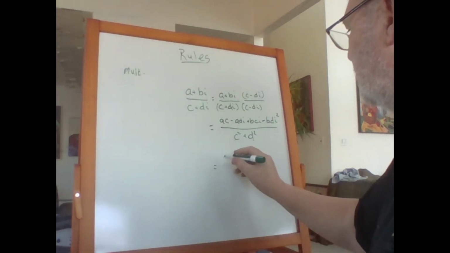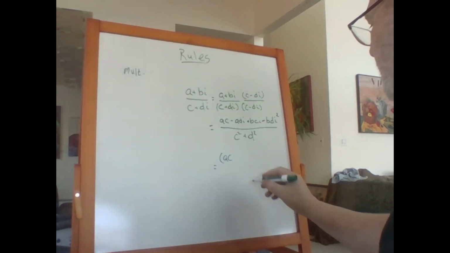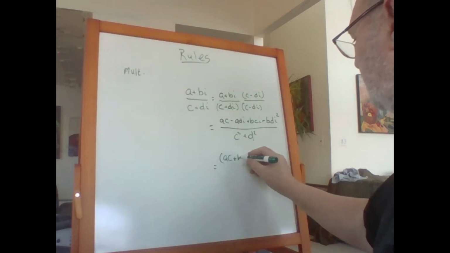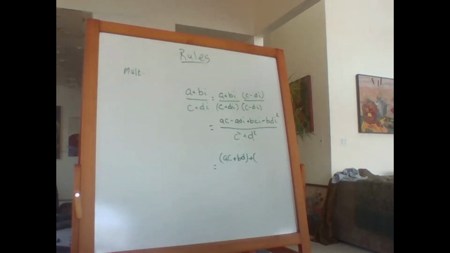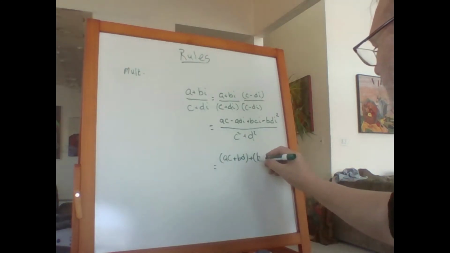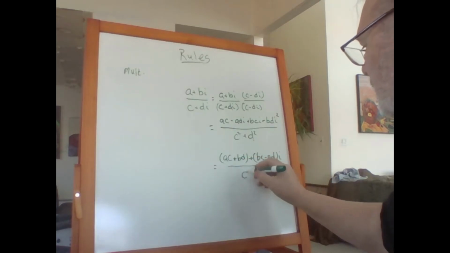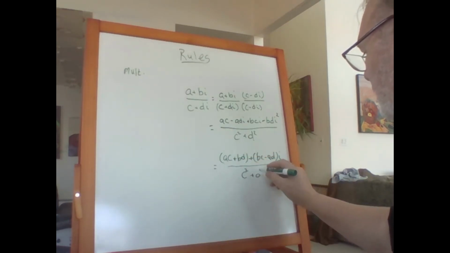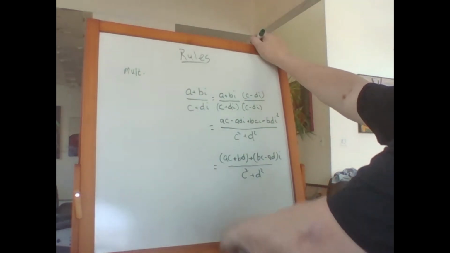And then that's equal to ac plus bd plus (bc minus ad)i over c squared plus d squared. And remember, these are all numbers. So let us take a look at a real number problem.